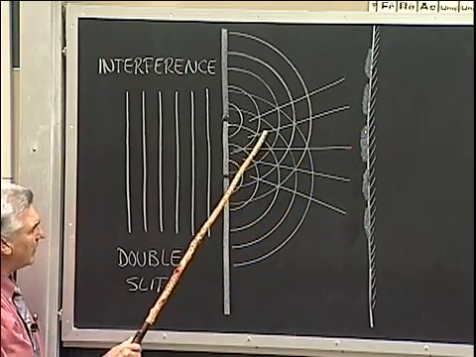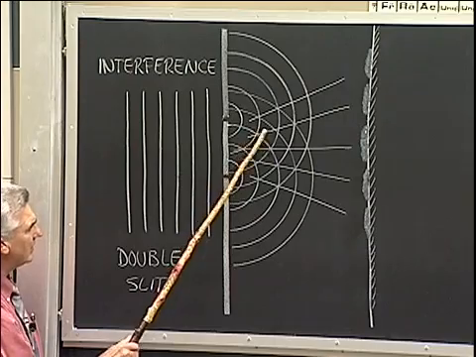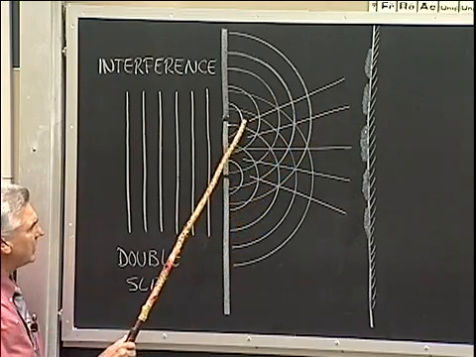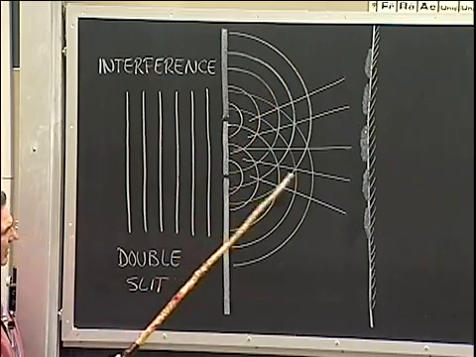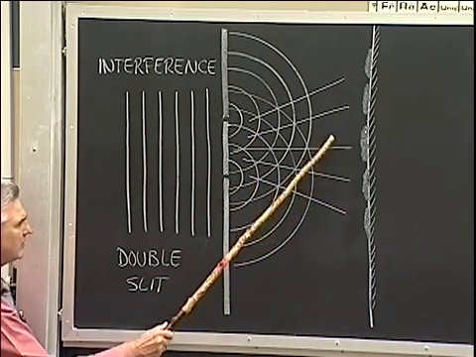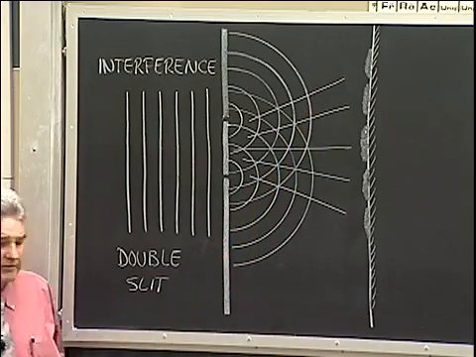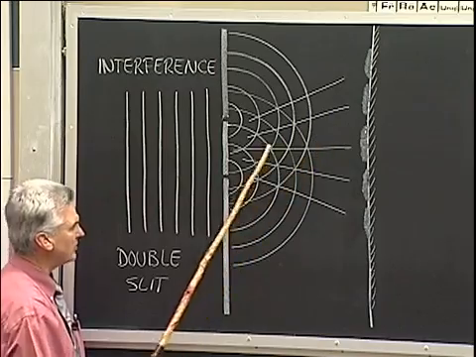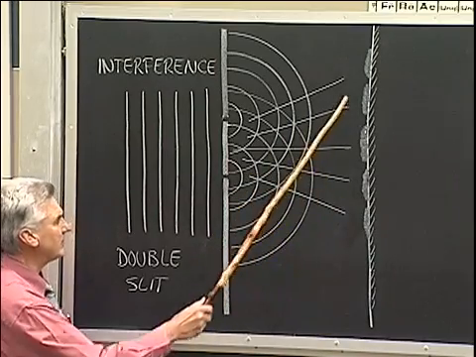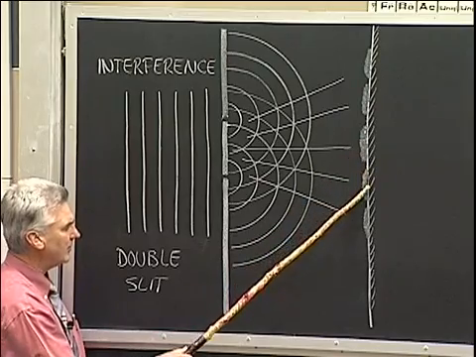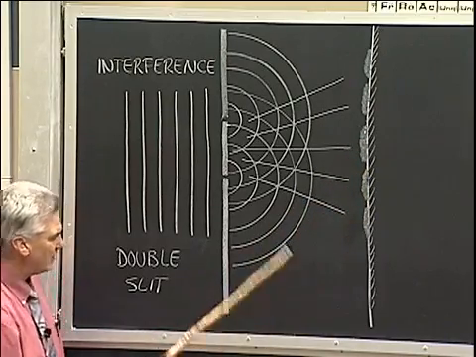And then we have another bright spot up here where crest meets crest, and so on up this way, and similarly up this way, and another one down here, and another one down here. So we have a series of bright beams of light corresponding to constructive interference. In between we have some dark regions corresponding to destructive interference. So we have a dark spot, bright spot, dark spot, bright, dark, bright, etc.